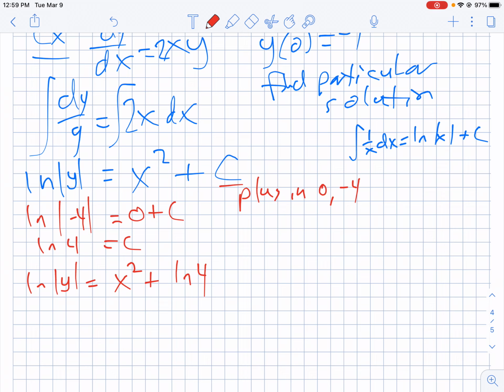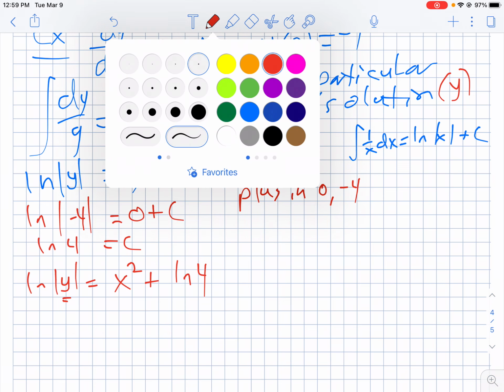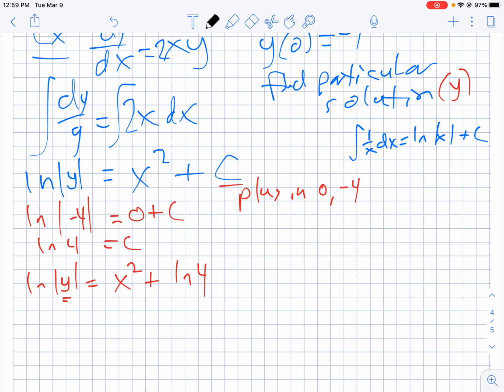Now again, our goal is to solve for y. That's what we're always trying to do. We're trying to get an equation for y. So what we're going to do here, what's the opposite of natural log? e. So we're going to raise e to the power of each side.